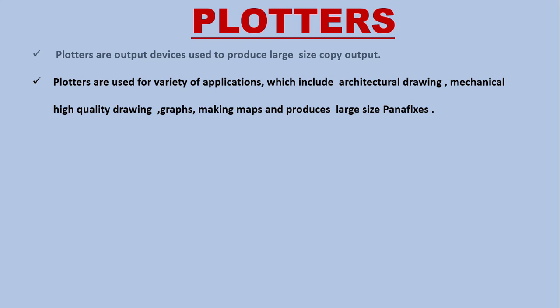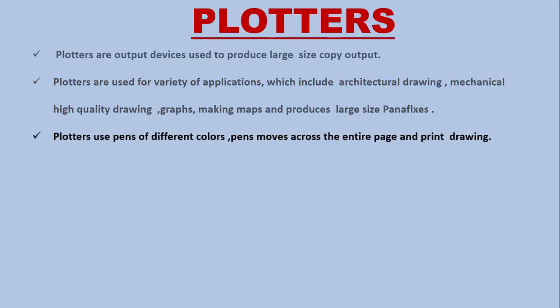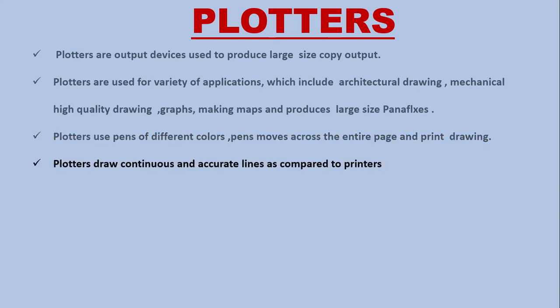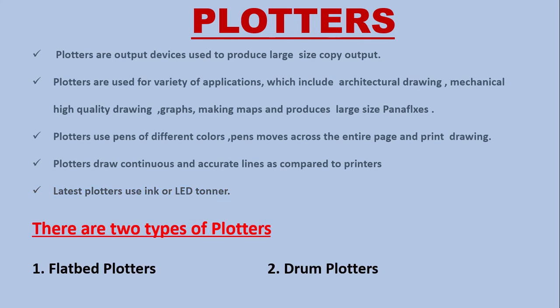Plotters use pens for different colors. The pen moves across the entire page and prints the drawing. Plotters draw continuous and accurate lines as compared to printers. The latest plotters use ink or LED toners. There are two types of plotters, flatbed plotters and drum plotters.